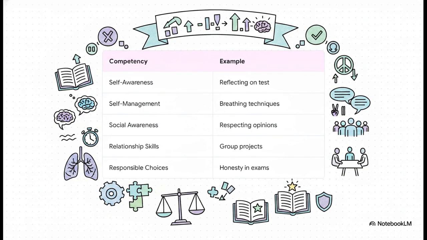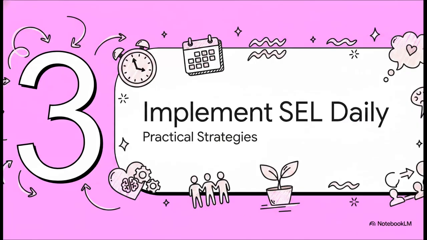To bring this down to earth, let's anchor each of these abstract concepts to a real classroom behavior. Self-awareness looks like a student actively reflecting on a test rather than just shoving it into their backpack. Self-management? That's a kid using a quick breathing technique before an exam. Social awareness is simply respecting a classmate's totally different opinion during a debate. Relationship skills get built in group projects, especially when everyone has clearly defined roles. And responsible decision-making happens in real time, like when a student chooses honesty over copying a friend's homework. These are everyday moments.